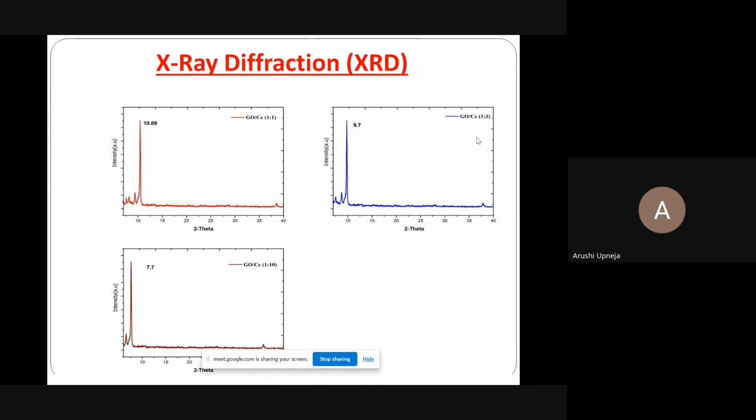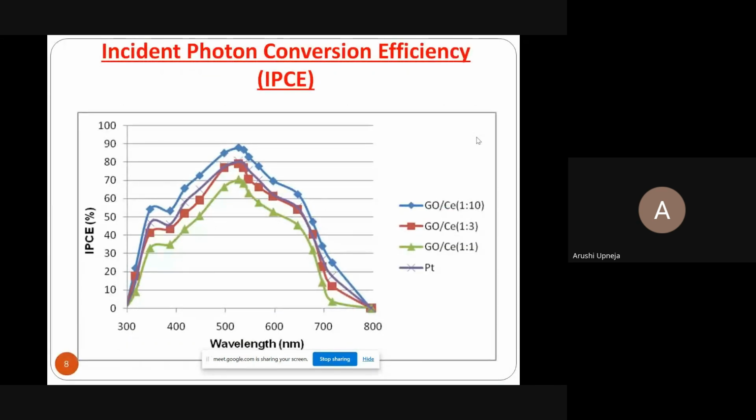Further, XRD was used to study the proper grafting of the composite on graphene oxide. As the concentration of the composite increases, the d-spacing value of the graphene oxide decreases, which reveals the proper grafting of the material. To check the photovoltaic characteristics of the material, the IPCE curve was obtained. The different composites were examined at the same wavelength as the same dye was used in all samples, that is 540 nanometer. The data showed that as the concentration of the metal composite increased, the IPCE value reached a maximum of 85%, even higher than the traditional platinum.